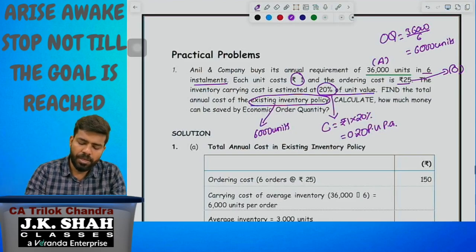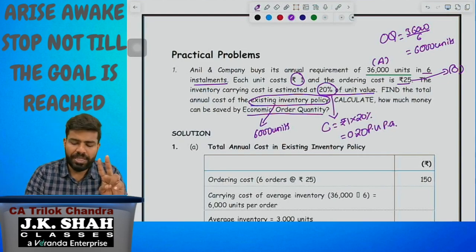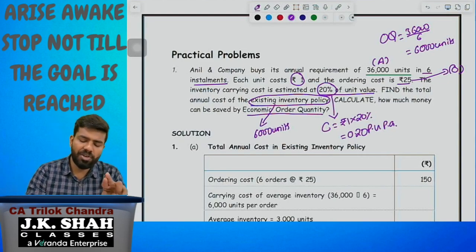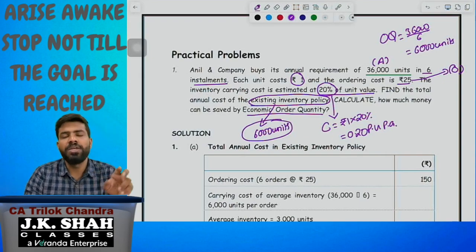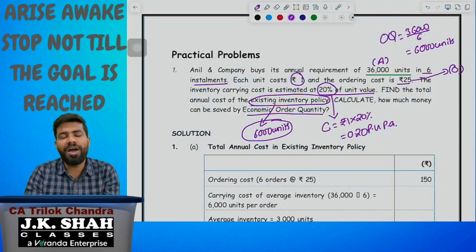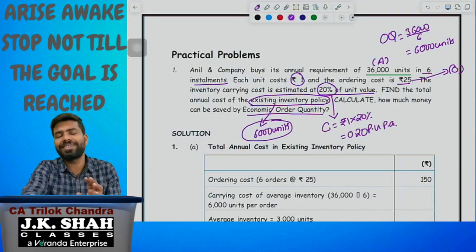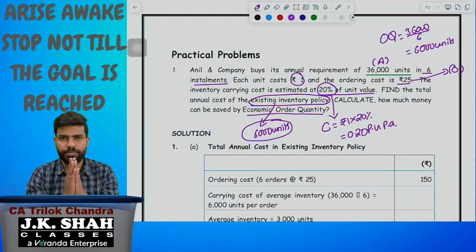And then they are asking how much money can be saved by EOQ. So there are two requirements in the question. They are asking to calculate the total annual cost at the existing policy of 6,000 units. That is the first requirement. The second requirement is to calculate how much cost is saved by ordering the EOQ. We already discussed that EOQ is the best quantity to place the order because it will minimize the cost.